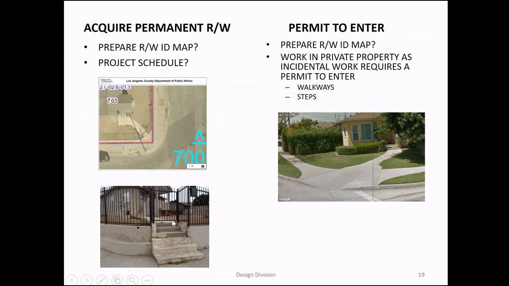But in this case, Mark made an engineering judgment that he's reconstructing way back, and because they have steps, we put back steps, but we have to reconstruct back. So you have to prepare a right-of-way ID map. Make sure that it doesn't affect your schedule. Either permits, prepare for it if you're going to acquire right-of-way. If you just need permits to enter, you will need a right-of-way ID map, and to reconstruct those walkways and steps.